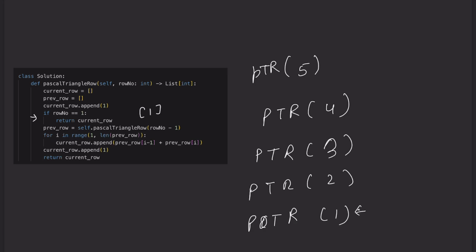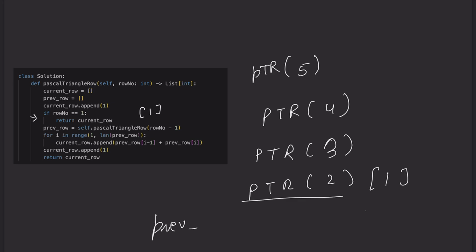If row number is equal to 1, we return this array which contains 1 as the only element. You can see current row is an empty array. We append 1 to it and we return that current row. So in this case, for Pascal triangle 2, now we are running this function, and the previous row is this array with a single element 1.